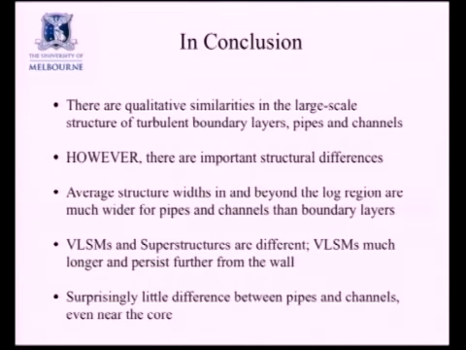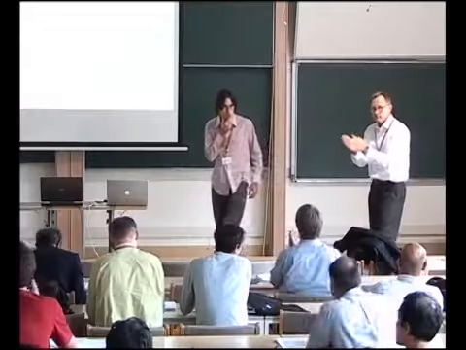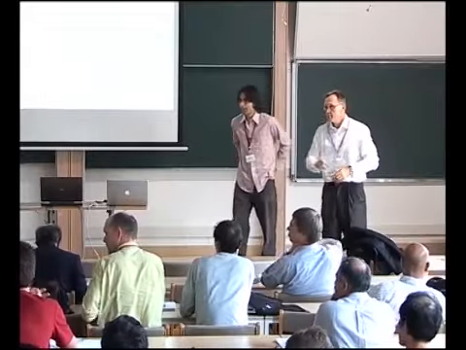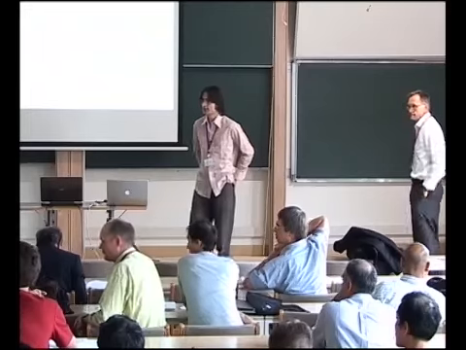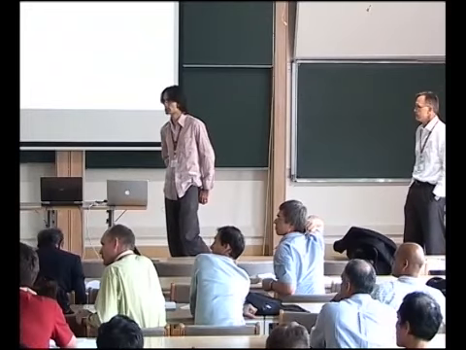So just to conclude, there are qualitative similarities, which I think is amazing given the different geometries. There are important structural differences which we have to keep in mind, mostly that there are very large scale motions that I think are different to superstructures between pipes and channels and boundary layers. Thank you.